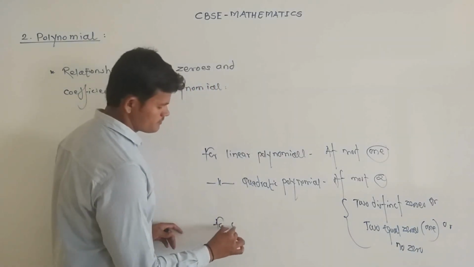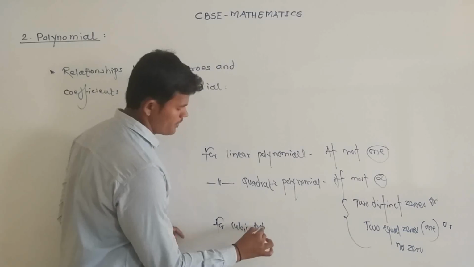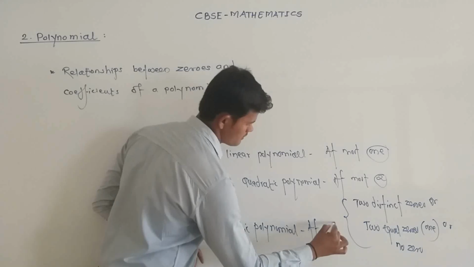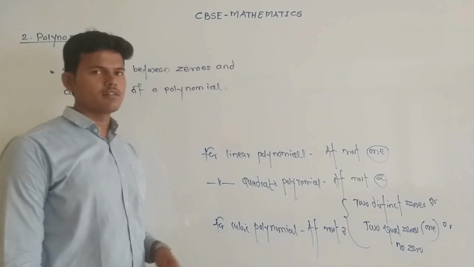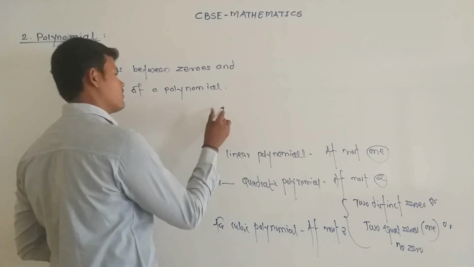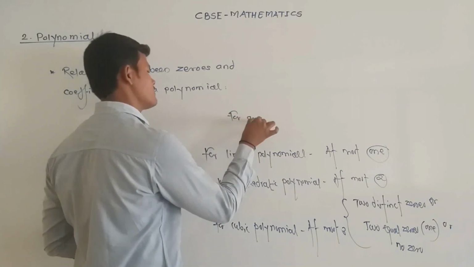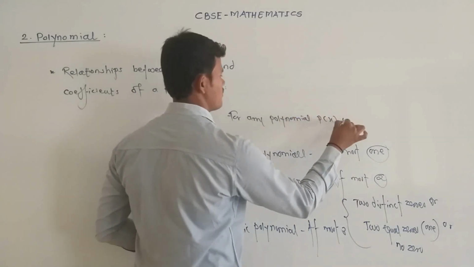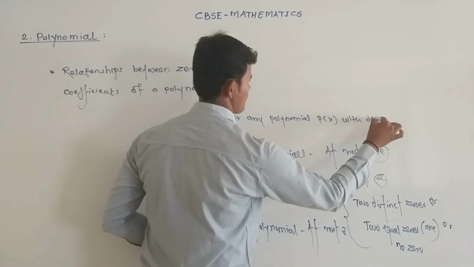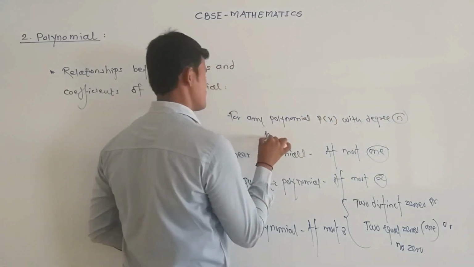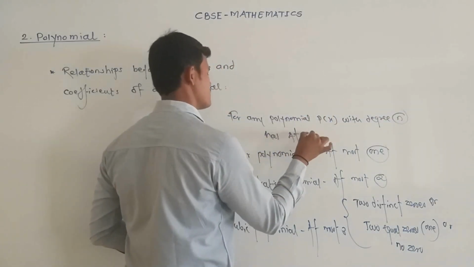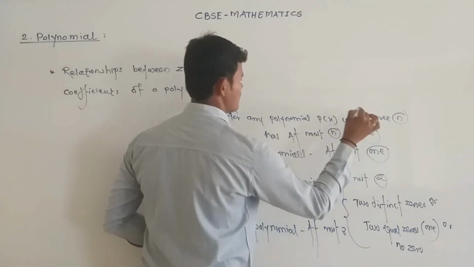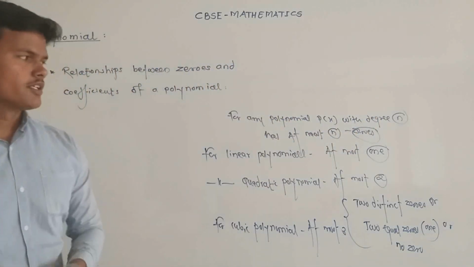And for a cubic polynomial, at most three zeros are there. And lastly we have seen that any polynomial p of x with degree n has at most n zeros. That means the number of zeros is at most as much as your degree.